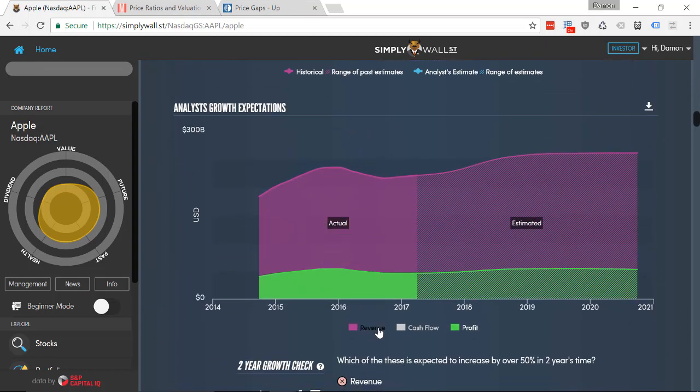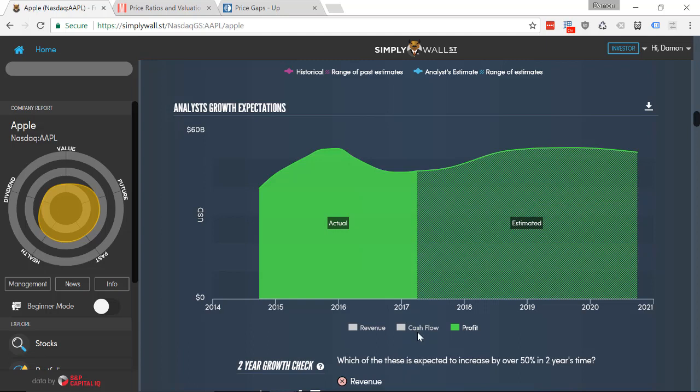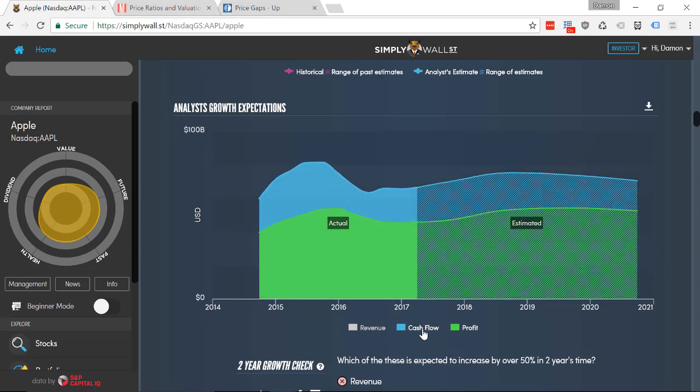So I usually turn off revenue because I don't care, and I turn on cash flow. And then I compare it with my own models. So my own models have the cash flow projections, and inside Simply Wall Street you also have projections, but you have projections of the market consensus. So I compare my projections to that of the market consensus. If I see a significant difference, that gives me an idea for a trade.